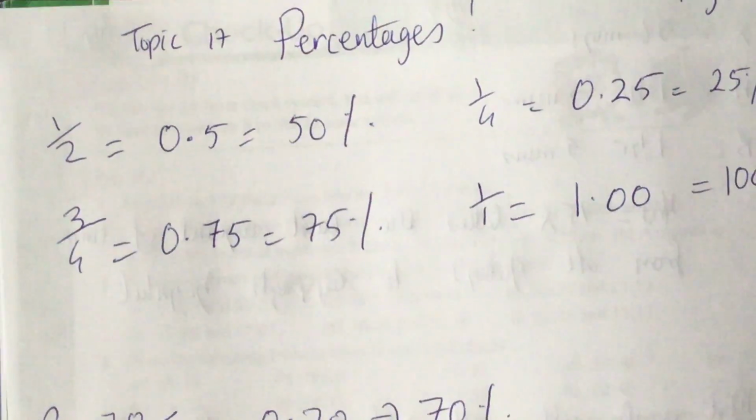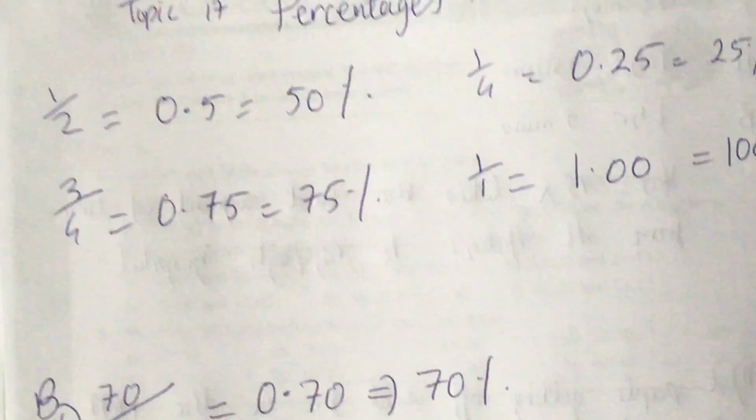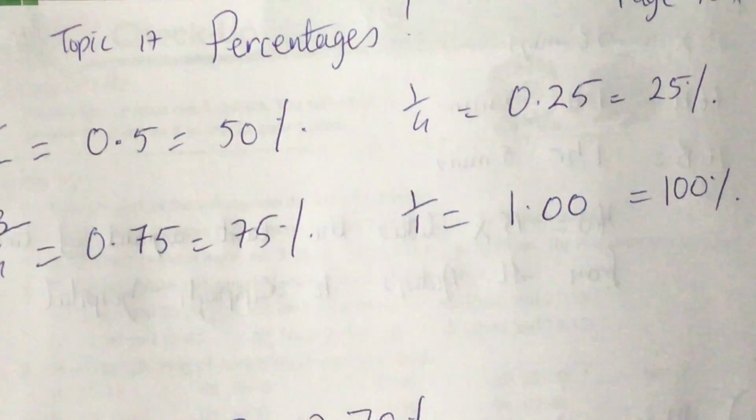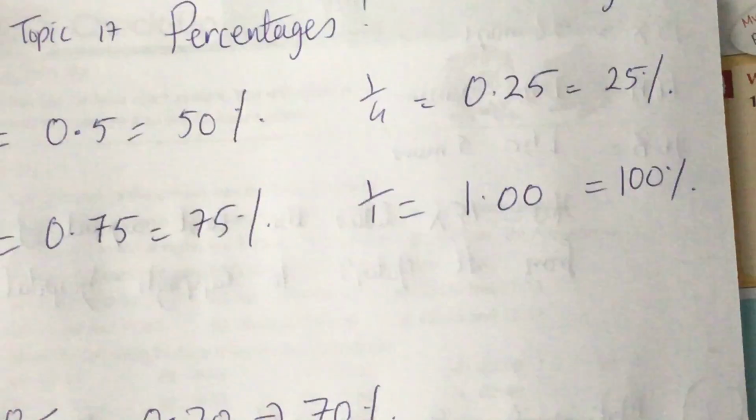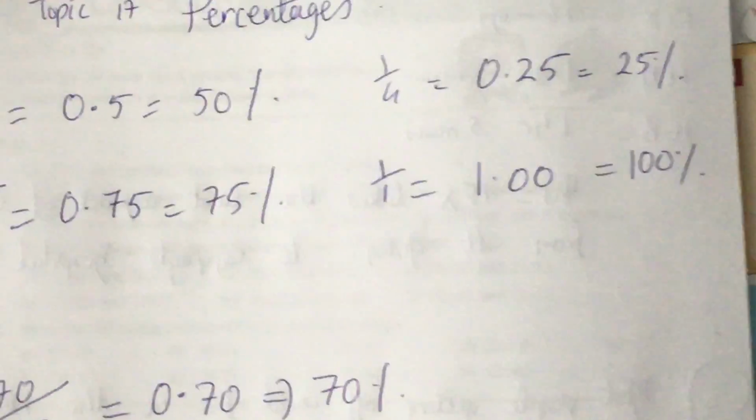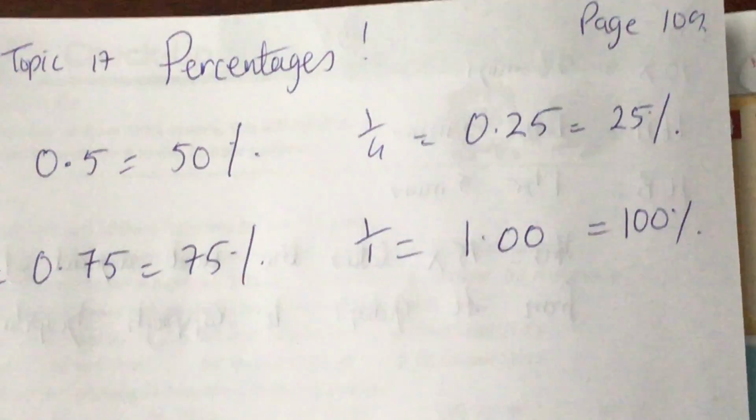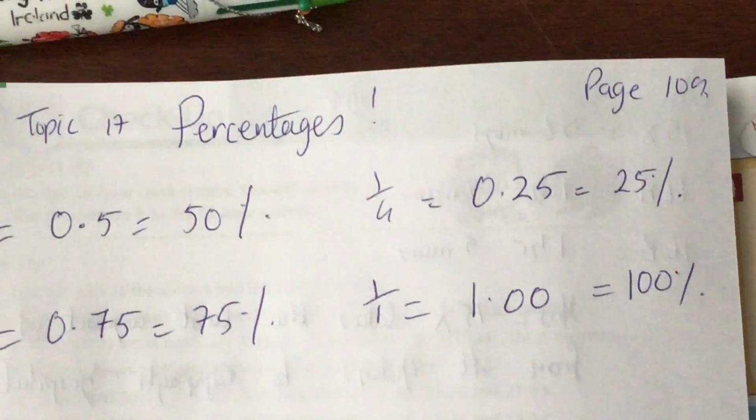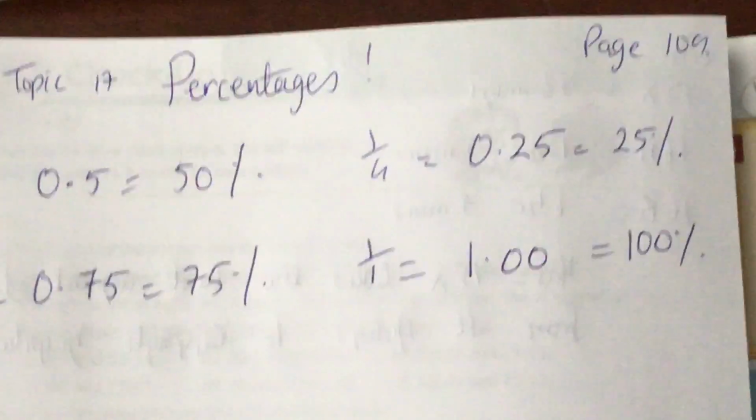Therefore, what is 3 quarters? If 1 quarter is 0.25, we multiply that by 3 to get 3 quarters, which is 0.75. Do you understand that? 3 quarters will be 3 times 0.25, and that'll be 0.75, which is 75%. And then 1 whole. 1 whole is 1.000 to infinity, so it's just 1 with an invisible decimal point after it, because there are no numbers after the decimal, and it's 100%. 1 out of 1, 2 out of 2, 3 out of 3, a million out of a million is 100%.